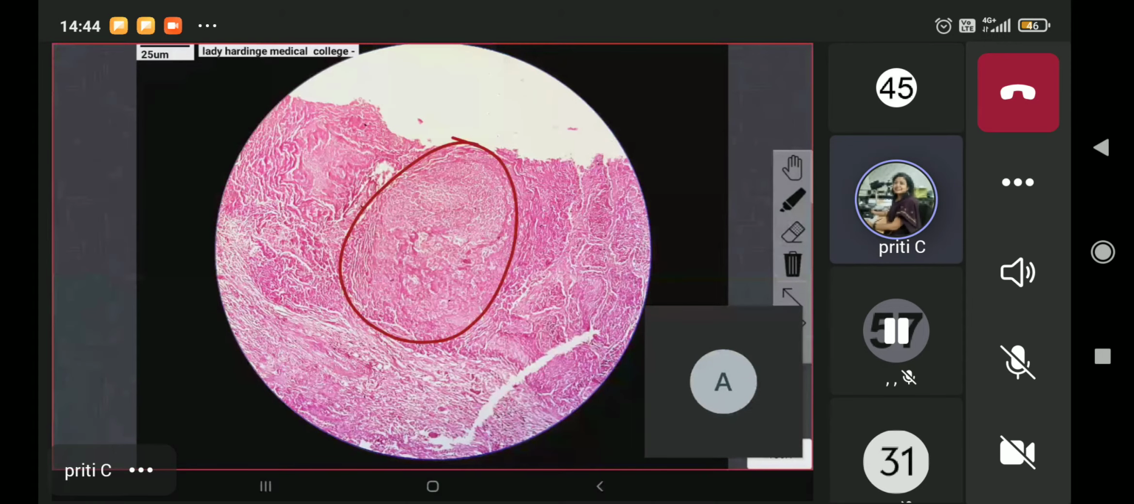This was TB lung. Now coming to two cases of COPD. One is emphysema. What is emphysema? Can anybody tell me what is emphysema? Anybody?